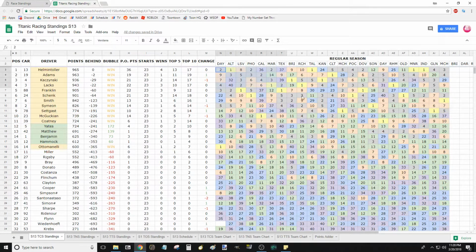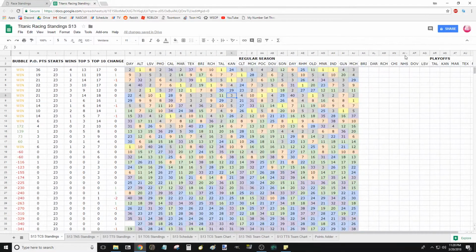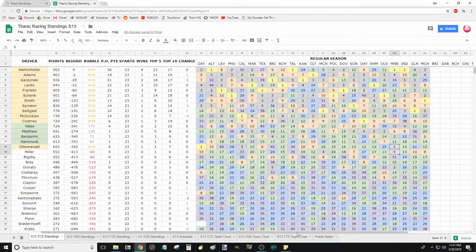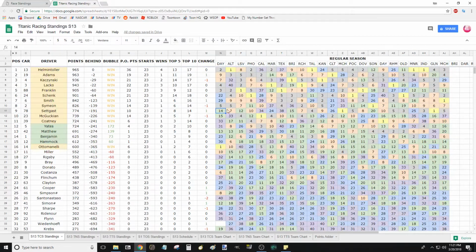And the change is how many spots they moved up or down since the previous race. Over here we have the results, regular season, and then the playoff races over here with the track name right here, and then what place each driver got in each race. For example, this number 22 means that this Shank driver finished 22nd at Daytona. Here's another example, 15, I just randomly clicked this one. Donato got 15th place at Daytona.